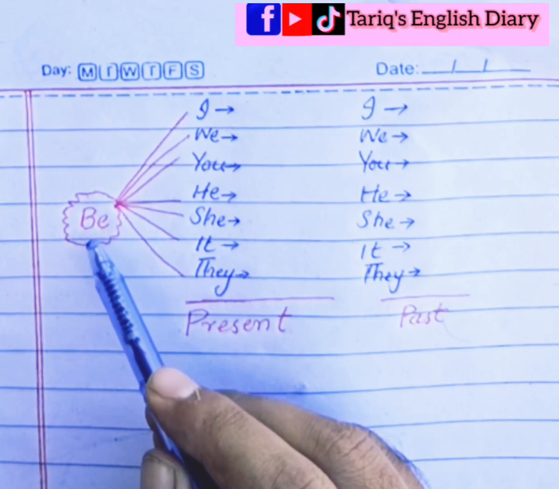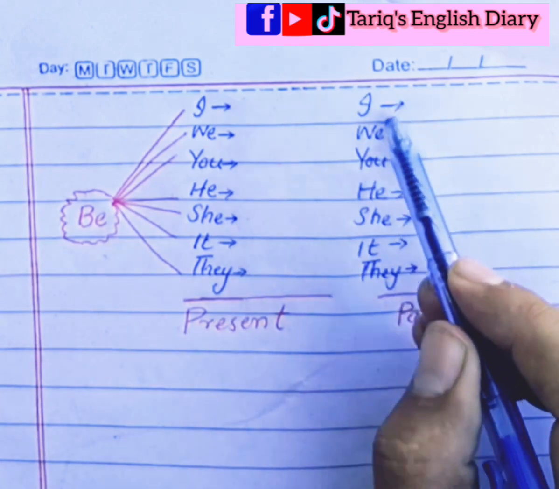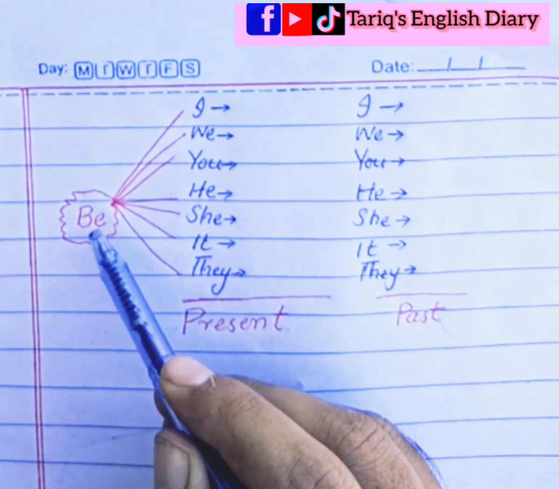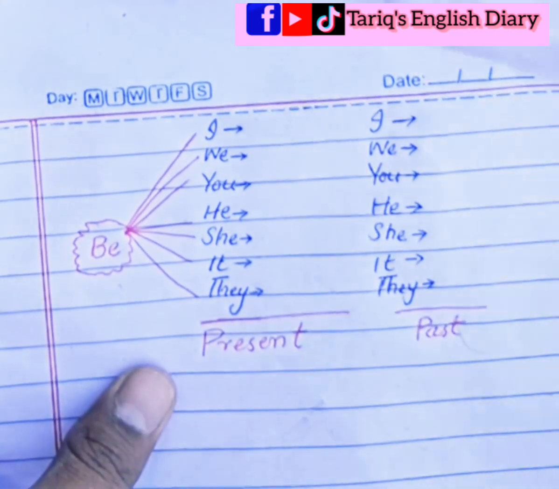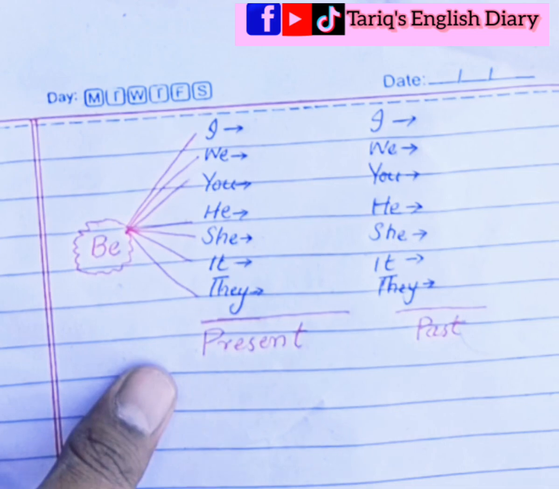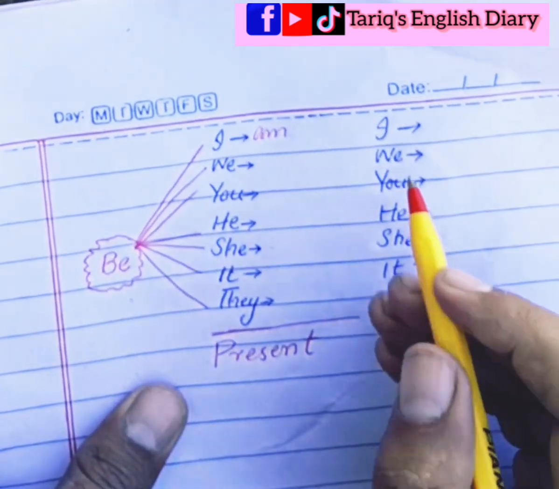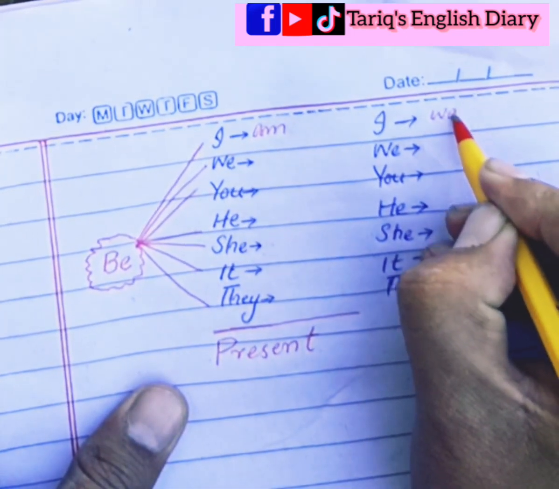Use a be verb in present tense and in past tense with different subjects. These are the subjects and here is the be verb, the base form. Present tense में be verb का जो form है I के साथ जो use होता है that is am. ठीक है, am. और past tense में इसका form जो है I के साथ वो है was.